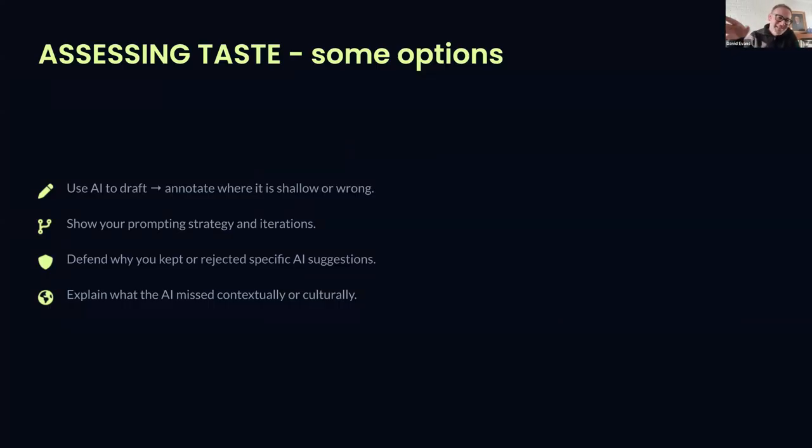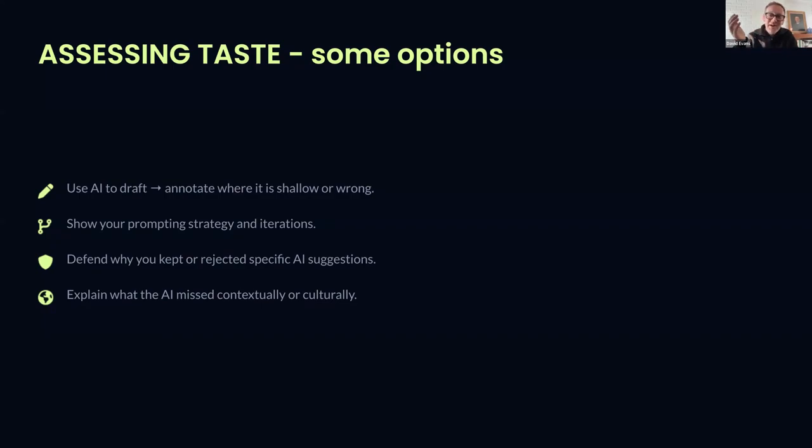So a couple of options for assessing taste, how to do it: AI to draft, annotate where it was wrong, keep the draft there, and teach people how to look at something that the AI produced and to understand the perspective of critiquing its output as an actual talent. Show the prompting strategy and the iterations on it. It is a little weird to read somebody else's interaction with an AI. I have to do this sort of professionally. It is like somebody telling you about a dream that they had. It is kind of pointless at some level.